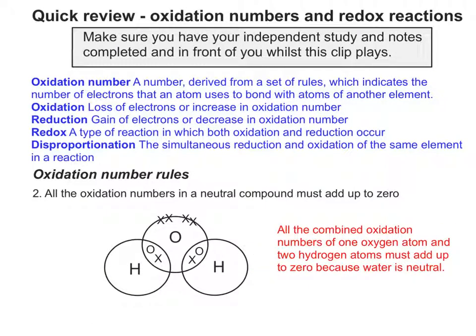The second rule is that all the oxidation numbers in a neutral compound must add up to 0. So for example, all the combined oxidation numbers of one oxygen and two hydrogens must add up to 0 in water because water is a neutral molecule.